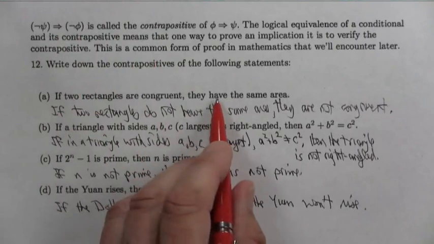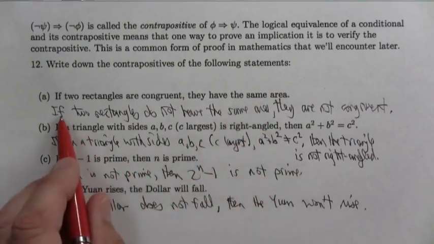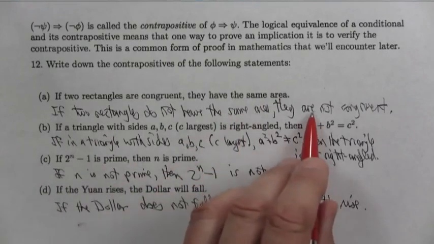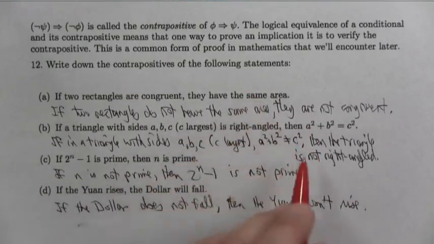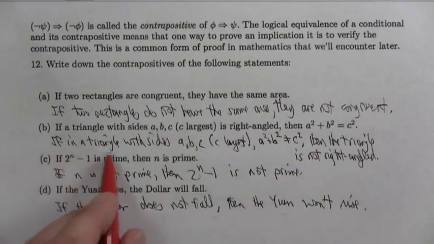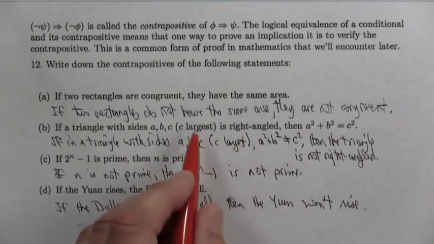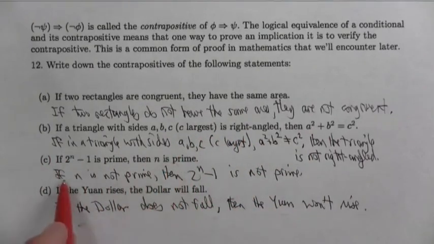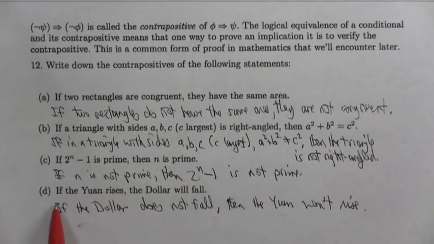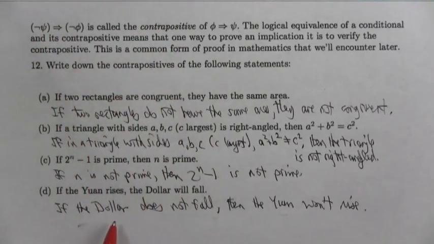Because is this one true? Yes. Congruent rectangles have the same area. If rectangles don't have the same area, they're not congruent. Those are both true. If a triangle has a right angle, we've got Pythagoras' theorem. Each one of these is clearly equivalent to the other. If this thing happened to be true, then that thing would be true. So I think these four examples will illustrate the fact that contrapositives are logically equivalent to the original statement.